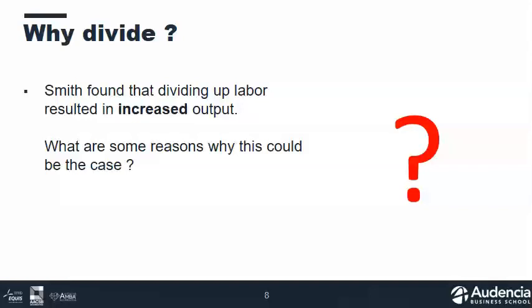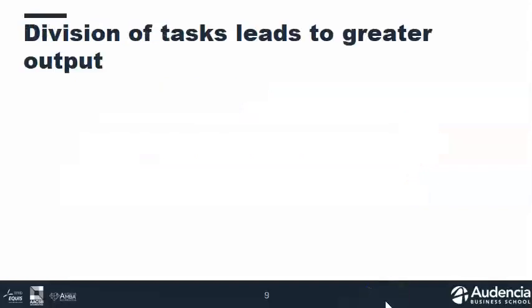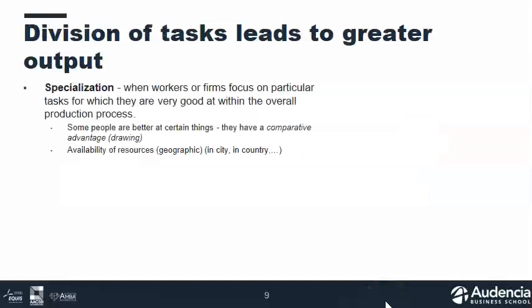So what are some potential reasons why this could be the case? Why is the division of labor a good way to produce? The first answer to that comes from the area of specialization. When we specialize, this is when workers, employees, or firms focus on a particular task. Some of us are better at doing things than others. We have what's called a comparative advantage.